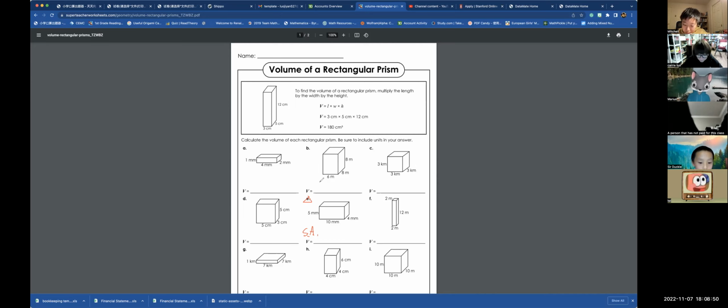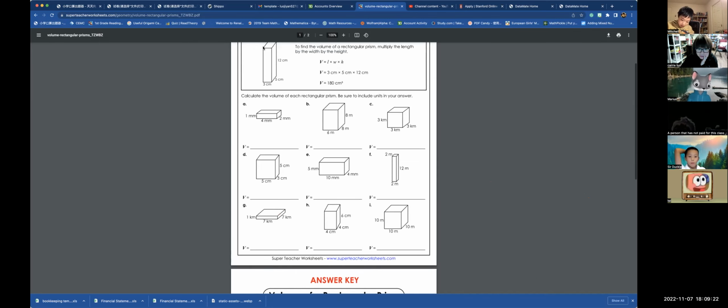Surface area, does anyone remember how to do it? 4 times 10. Kind of. That's 5 times 10 plus 4 times 5, and bracket times 2. So the answer is 40 plus 50 plus 20 times 2 equals 220 millimeter square. I forgot to times it again. Yeah, you need to times two. Understand?